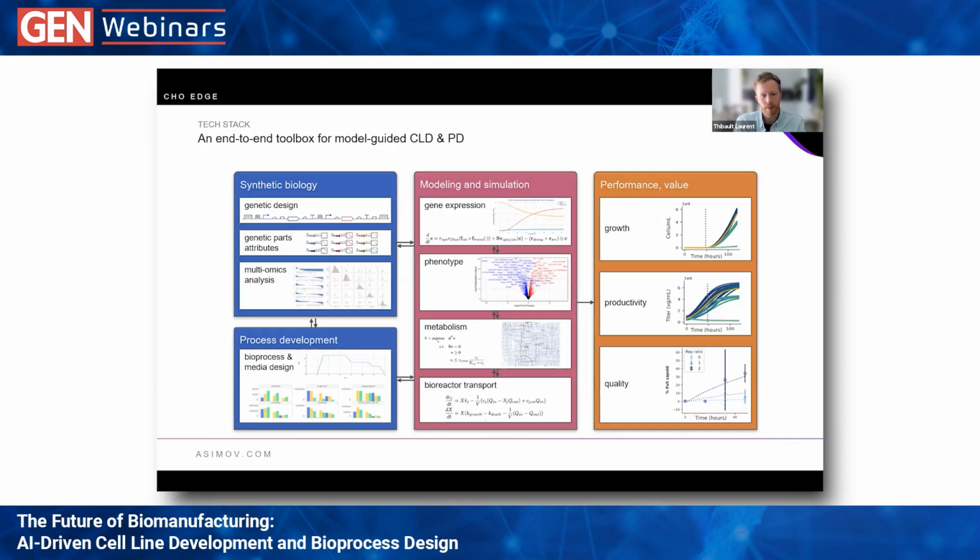So we can modulate, in singulation and combination, gene expression, the phenotype, metabolism, bioreactor transport, which represent an end-to-end representation from gene expression to bioprocess. Those models and simulations allow us to predict process performance by optimizing and tailoring the growth, the productivity, and the product quality, so we can be more efficient with our process development.